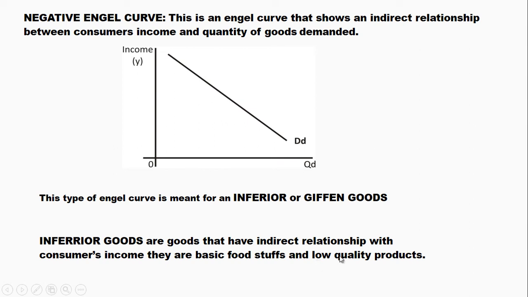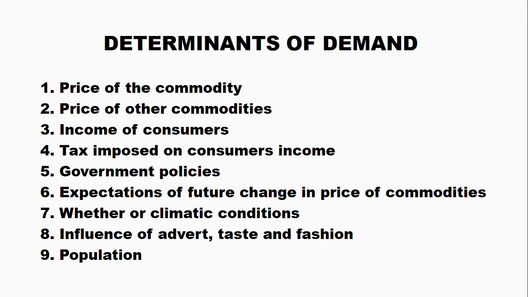and low quality products. Low income earners will buy more of basic foodstuff or low quality products at lower income. At lower income, low income earners will buy more of basic foodstuffs and low quality products. At higher income, they'll buy less of them. That's an example of a negative Engel curve.